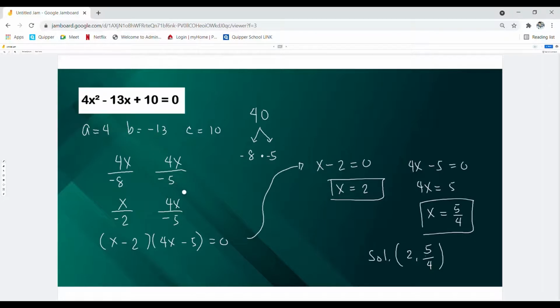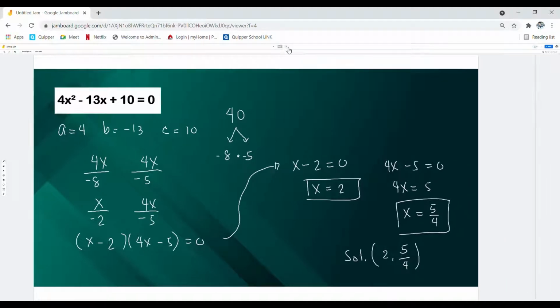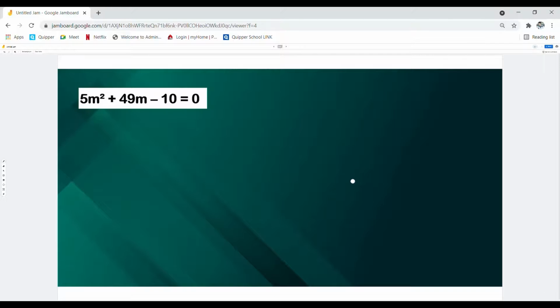Again, if you master this method, you will become an expert on it. You can do it mentally for sure, except if the numbers are quite large. You really have to look for numbers that are factors of the given number. Okay, let's continue with the other example.